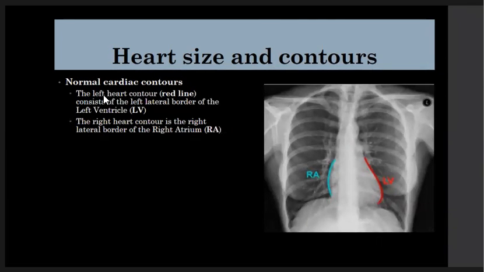Normal cardiac contours. The left cardiac contour, as we see here in the red line, represents the left ventricle. And here, this is the left atrial appendage. And on the right side, it is the right atrium. And here, this is the superior vena cava and right atrial appendage.